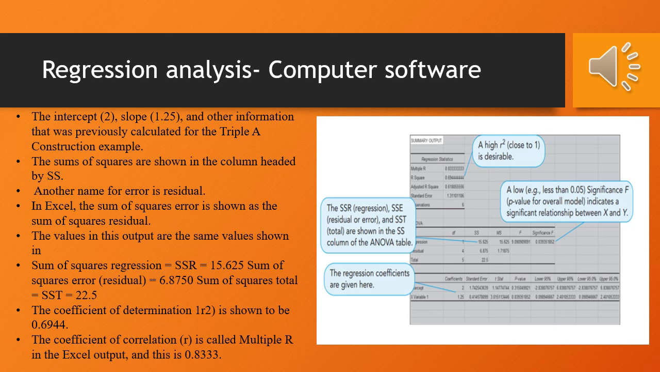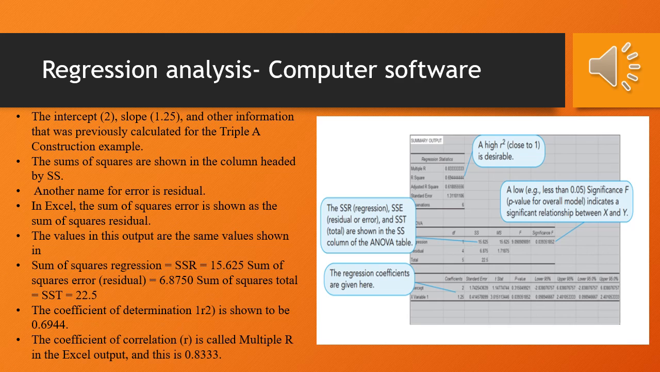As we can see, the R squared in the regression statistics is high, which means it's close to 1. That means it's desirable, because it's 0.69444, which is above 0.5 and closer to 1. A low significance F p-value, less than 0.05, for the overall model indicates a significant relationship between X and Y. So this is 0.039.